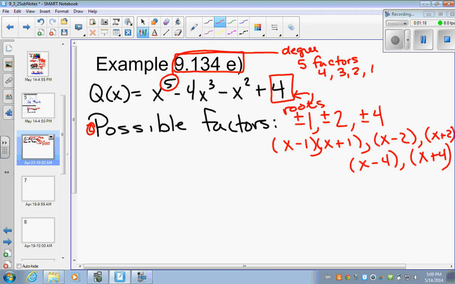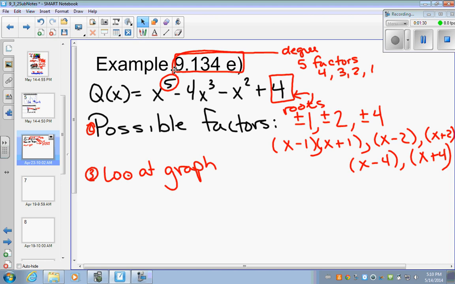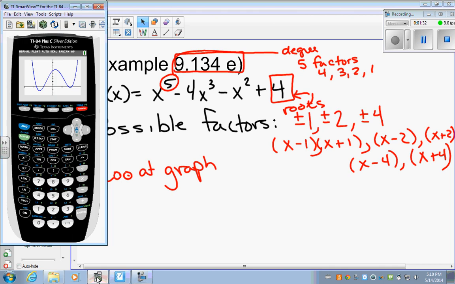All right, so now I'm looking at this and I'm thinking, boy, I don't want to divide that thing by all of those. So the next thing I do is I look at the graph. So let's take a graphing calculator. Let's graph that and take a look. So y equals, and I'm going to plug this whole thing in now. So that is x to the 5th minus 4x to the 3rd minus x squared plus 4.